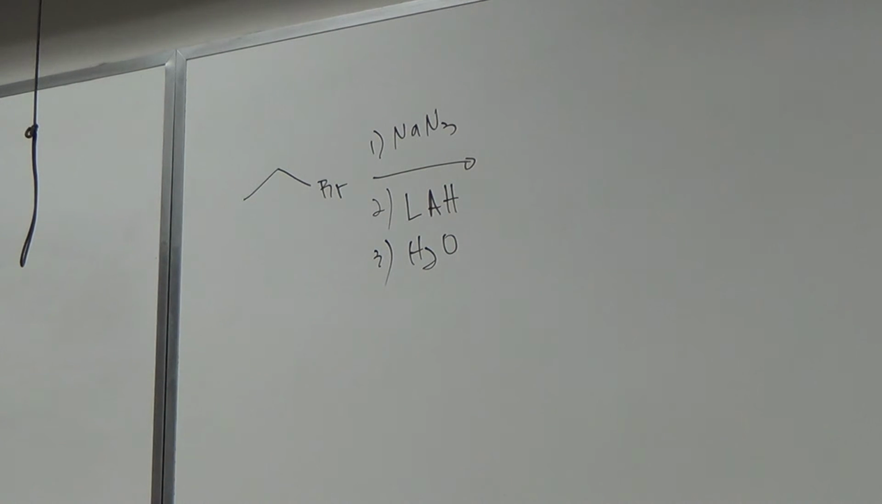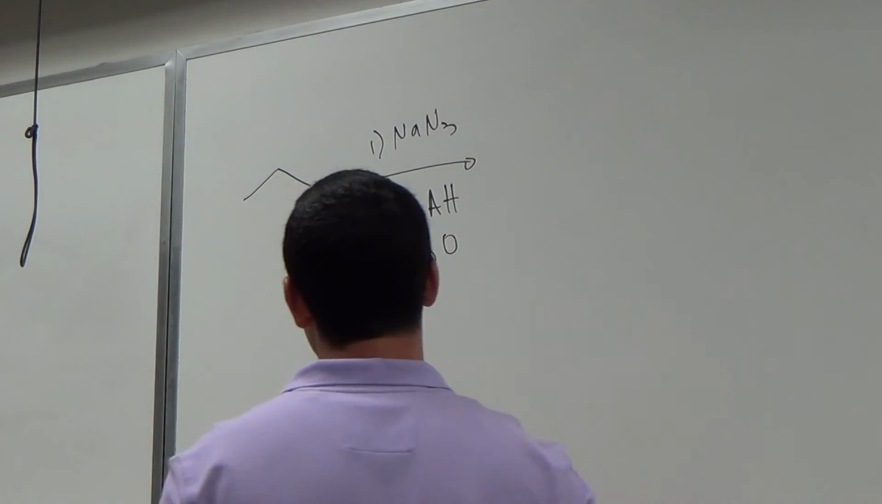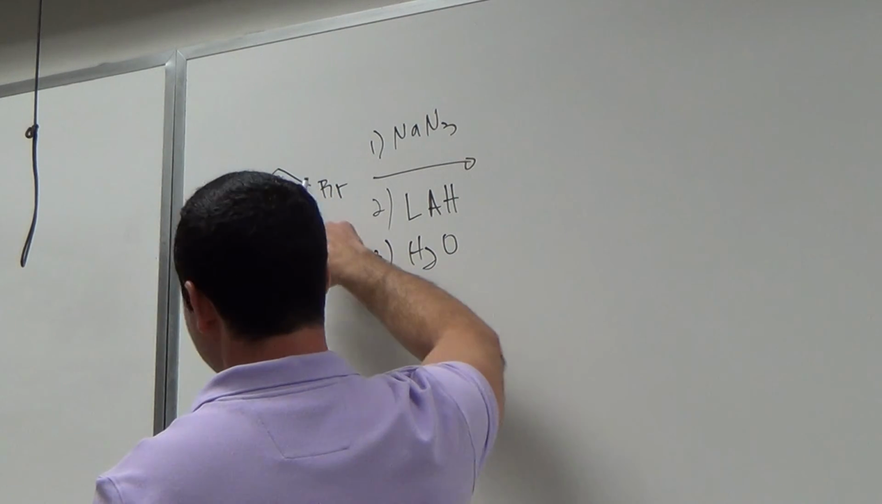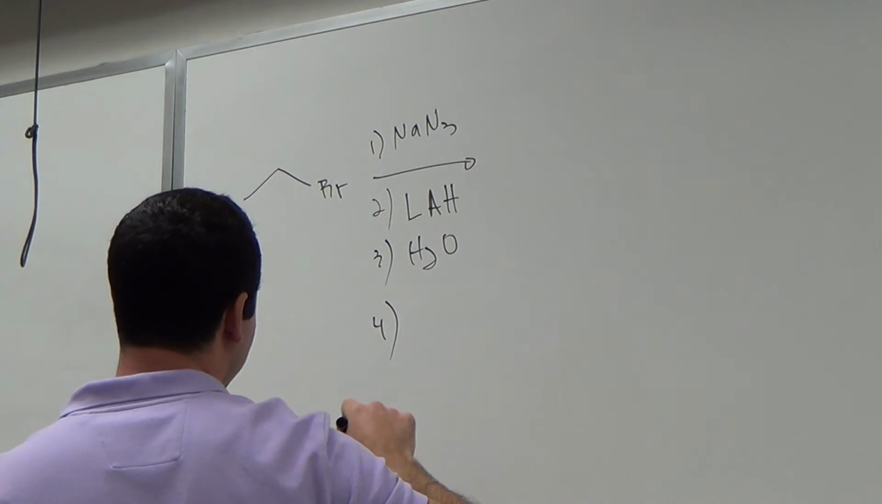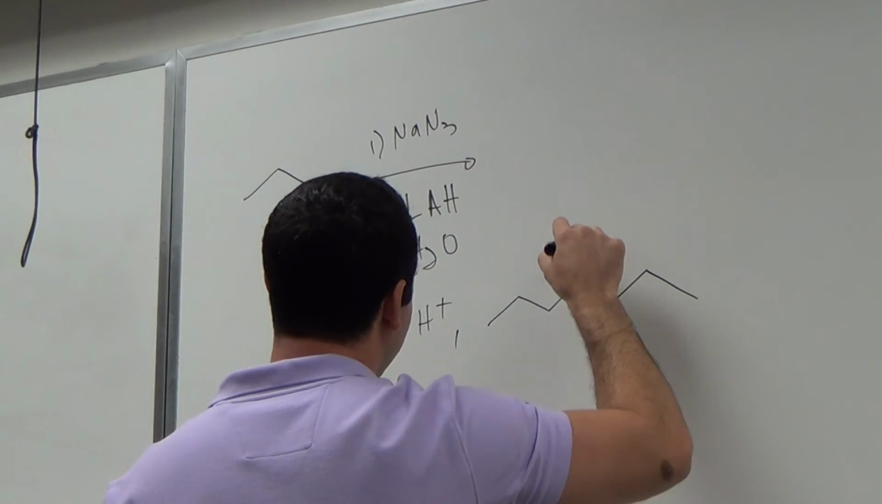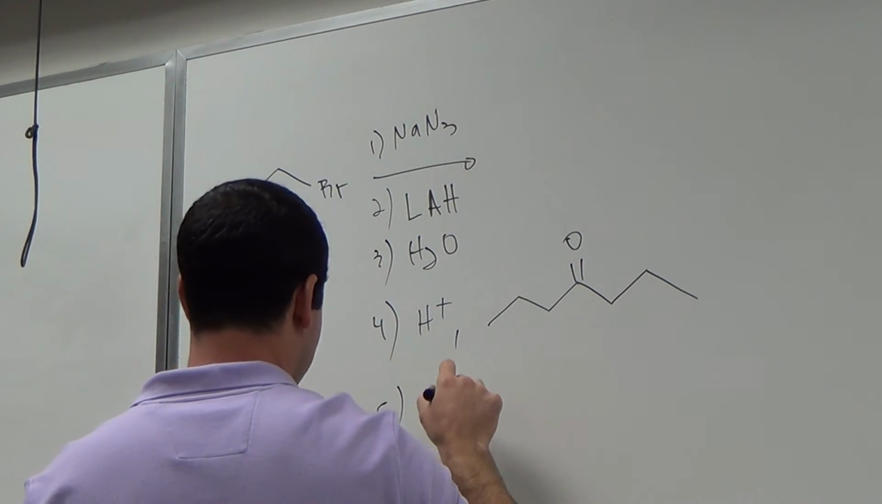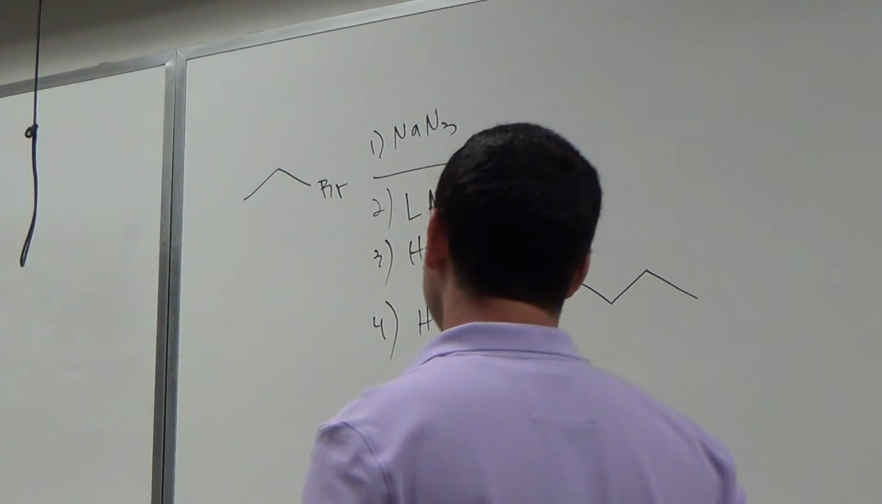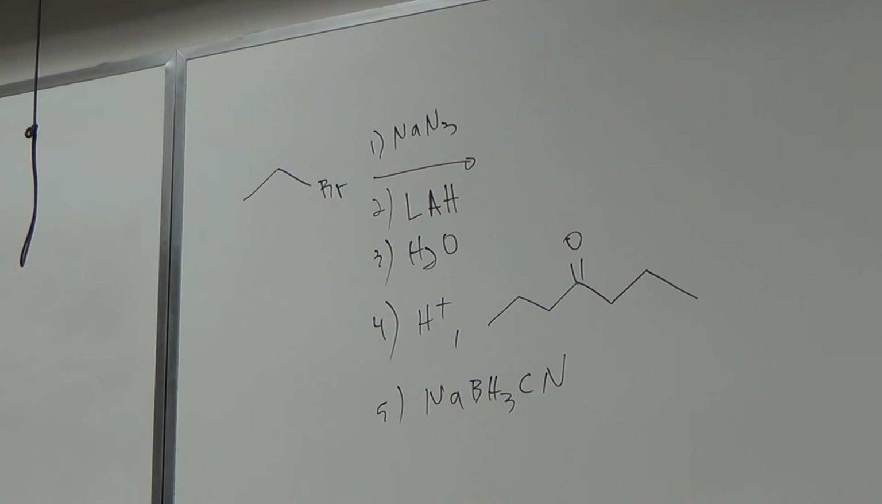There are many different proton sources. Water is one of them. H3O, a little bit of acid, is another. And up to here, what do I have now? That primary amine. What I am going to do next is called reductive amination. Tell me if this is correct. Is that correct? Guys, yes or no?